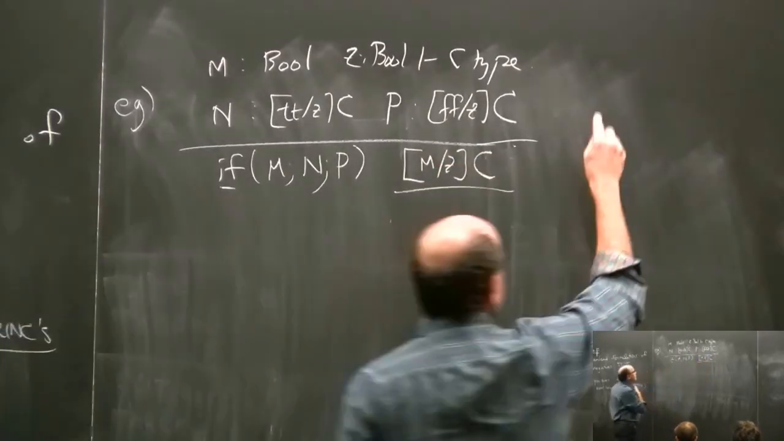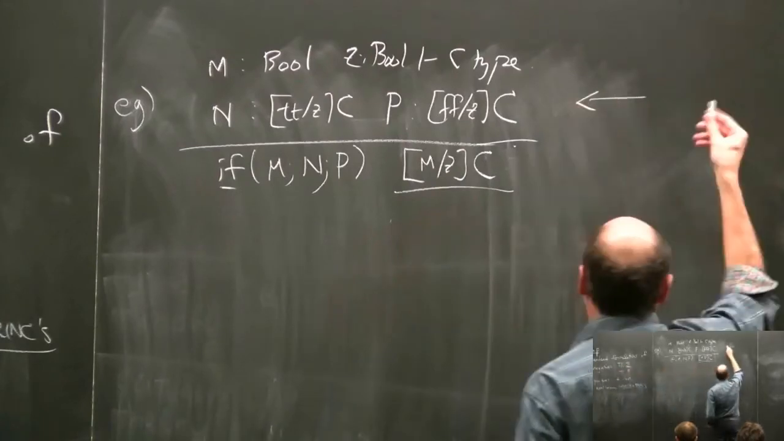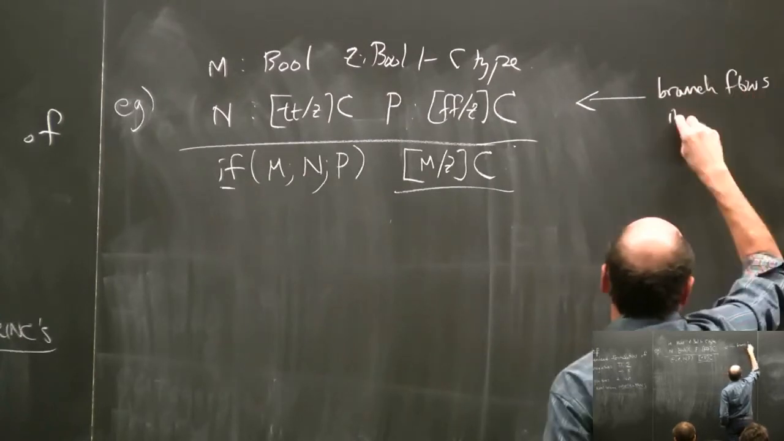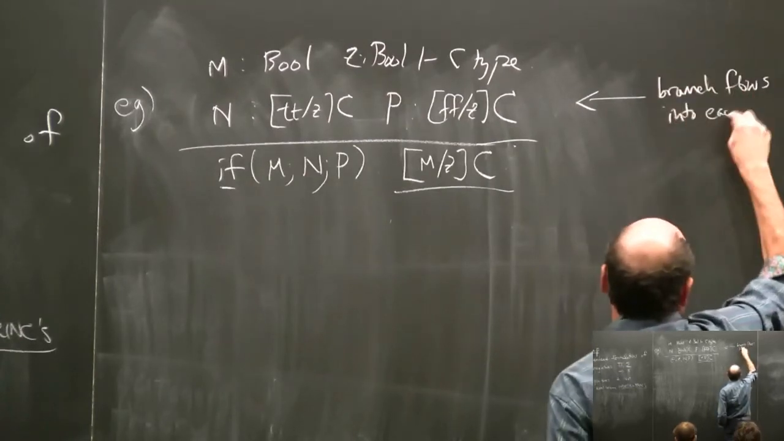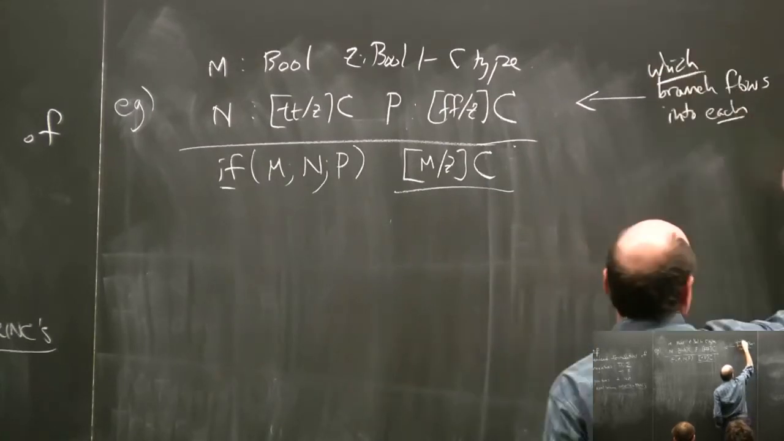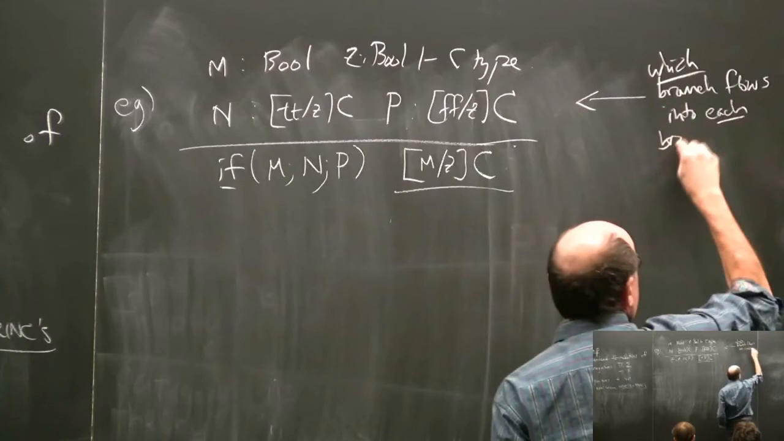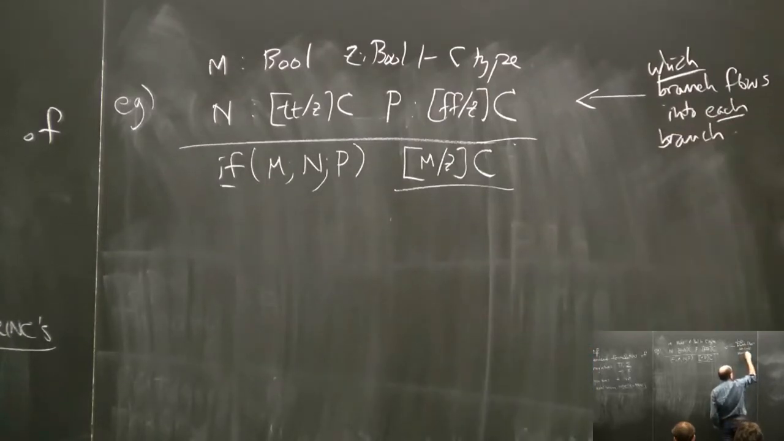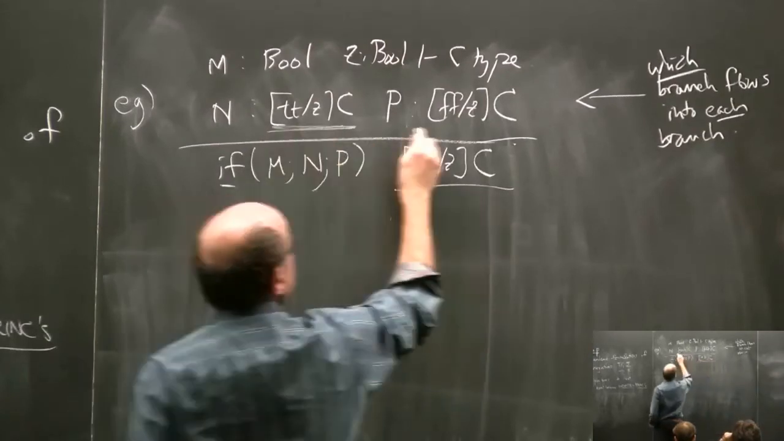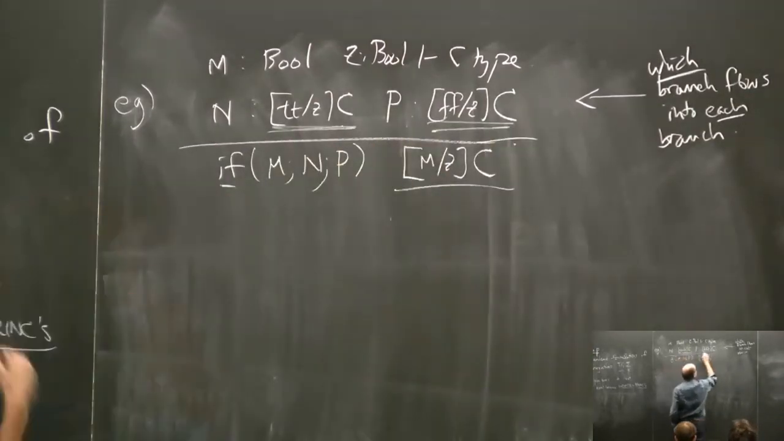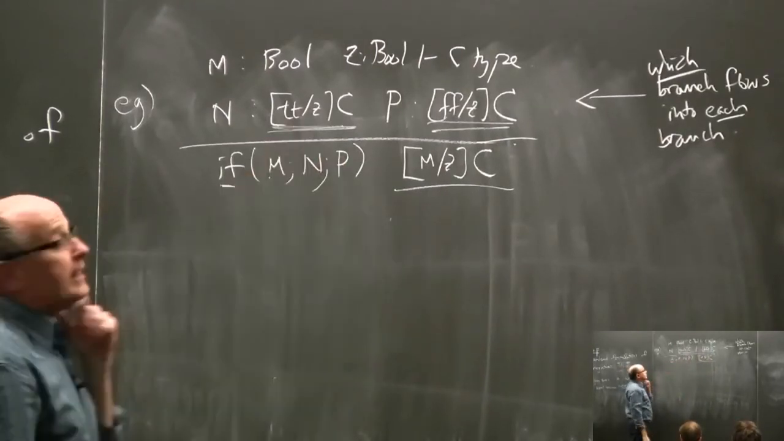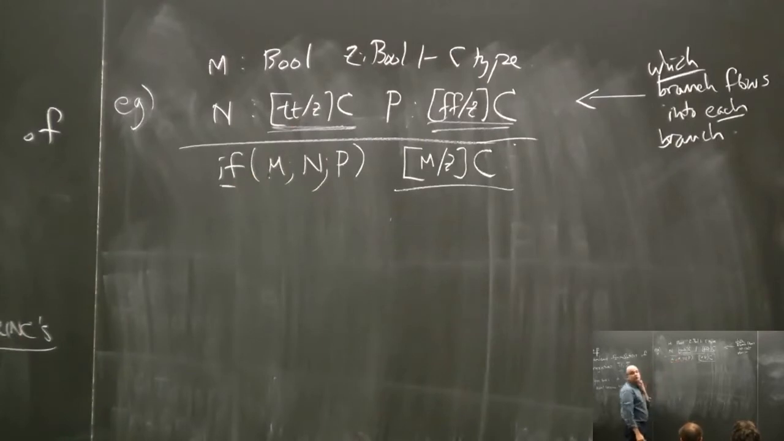So that's important. So what we see over here is the idea that the information about the branch flows into each branch. All right, which branch, I could say, which branch flows into each branch. So maybe that's a nice sounding way of saying it. When you're type checking each branch, you know which branch you're in, so to speak, because the flow information that you've gained from doing the case analysis is propagated into the type.